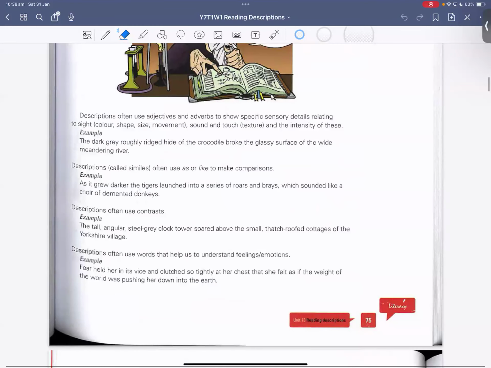Descriptions often use adjectives and adverbs to show specific sensory detailing relating to sight. So here they've given you examples. Descriptions also use similes, which we've recognized. They use contrasts. Does anyone know what contrasts mean? Give me a nod if you know what contrast means. No, not really. So contrast means talking about two very different things next to each other. Okay? So we have the very tall tower in contrast or different to the small cottages. Okay?